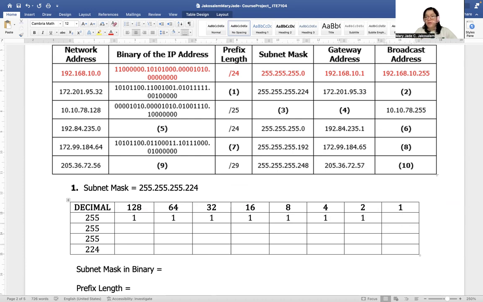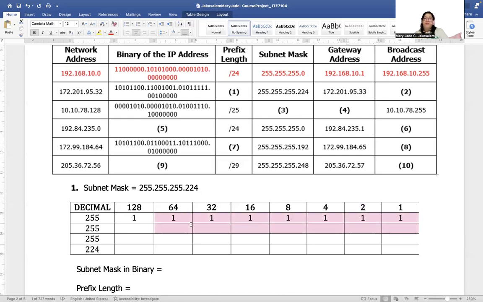Is 1 greater than or equal to 1? 1 is equal to 1, so the answer here is 1. We only answer 0 if our value is less than the number given here. For example, if our value is 1, is 1 greater than or equal to 2? No, it's less than, so the answer here will be 0. So again, 255 is equivalent to 8 ones.